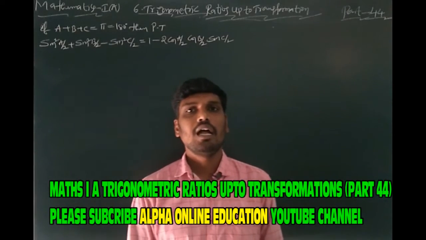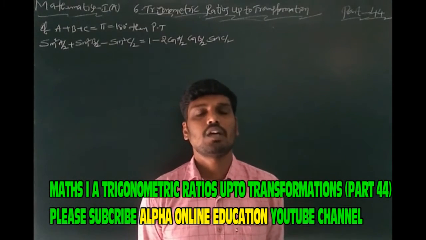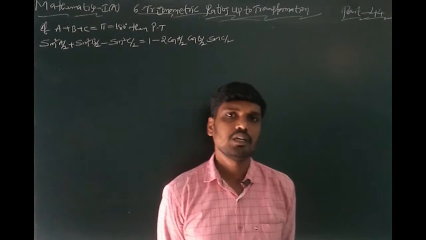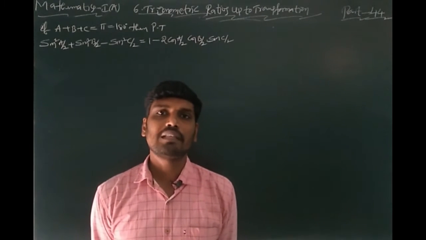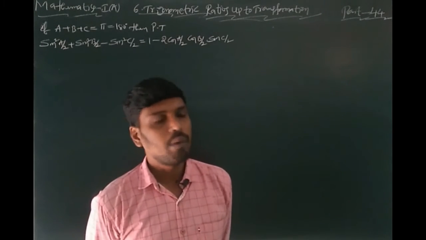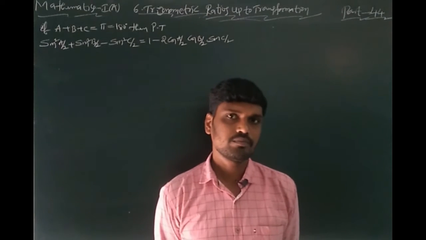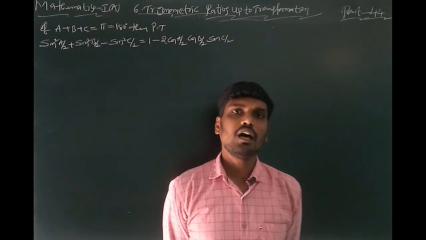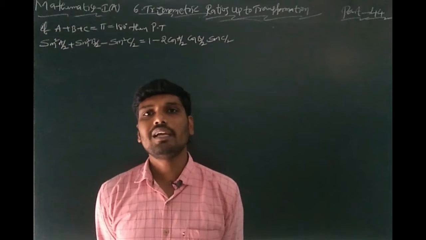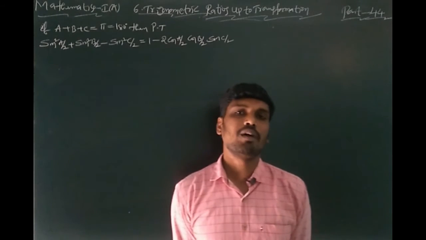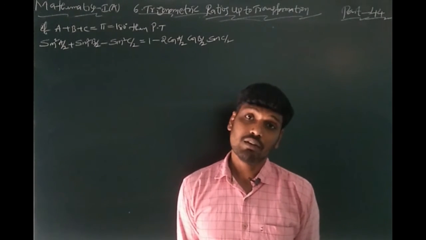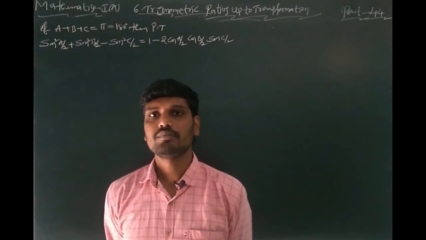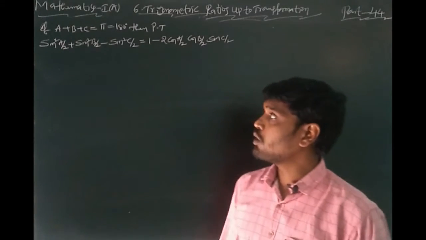Sixth chapter, trigonometric ratios up to transformation. This chapter belongs to Mathematics 1A, part 44. See students, in the last part we completed the important 2 marks problems. 7 marks problems will also be completed. Today we discuss one more model.